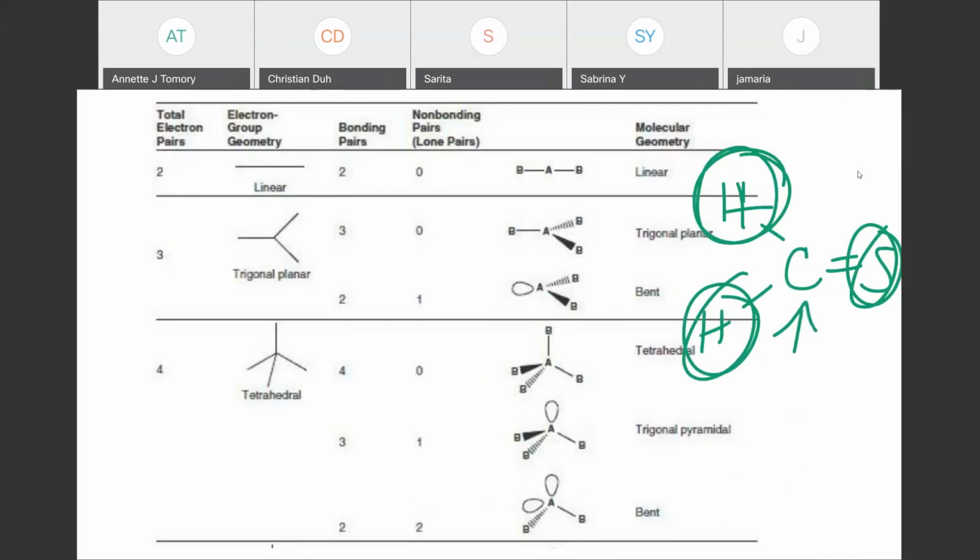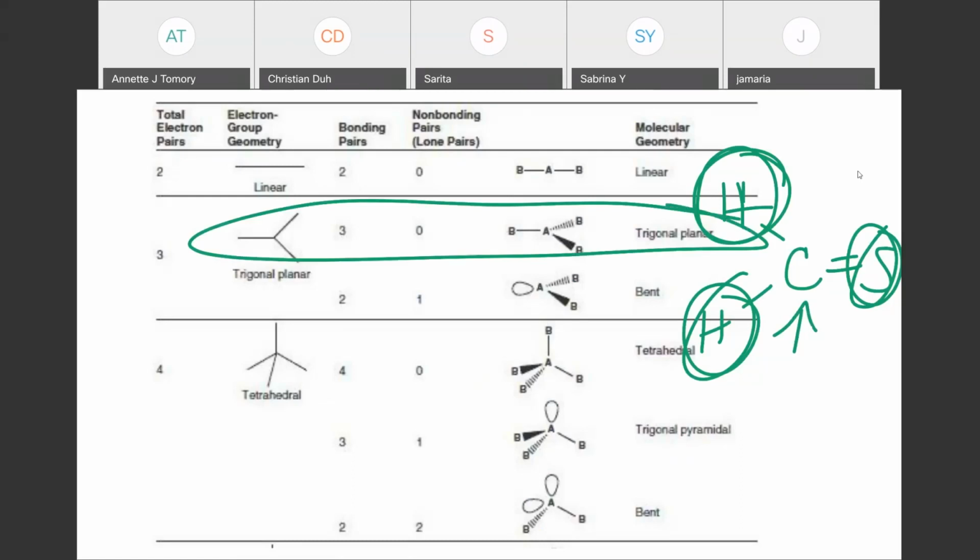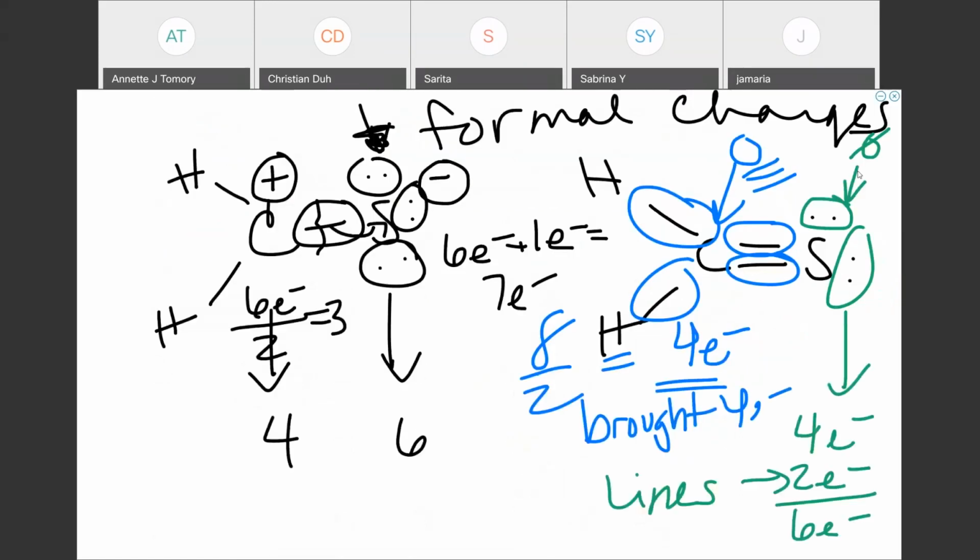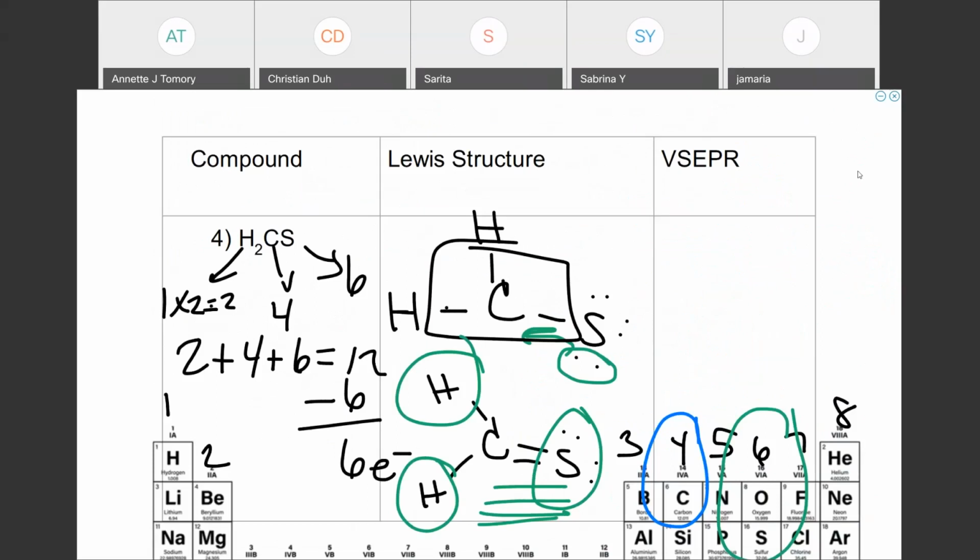It's always the central atom that I'm going to be looking at. I know there's lone pairs on sulfur, but I'm going to ignore those. I'm going to pay attention to the central atom. Okay, so I have 3 things coming off of it and no lone pairs. Structure has 3 things. Trigonal planar. Trigonal planar is correct. So when I come back over here, I'm going to write trigonal planar.